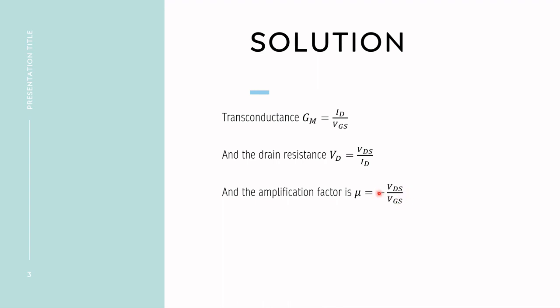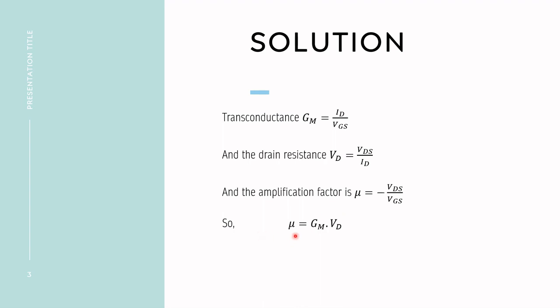So why does this minus sign arise? Because drain source voltage and gate source voltage always have opposite signs. So this minus sign arises. Okay. But mu is always a positive quantity. Right.